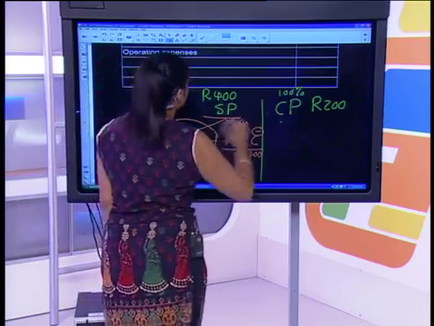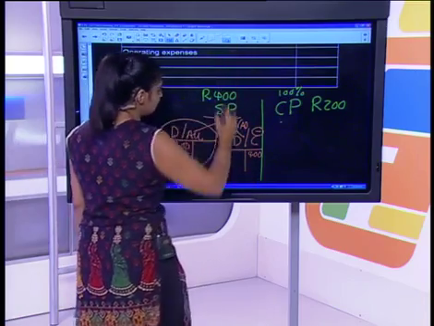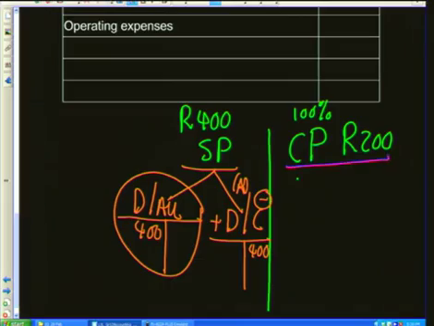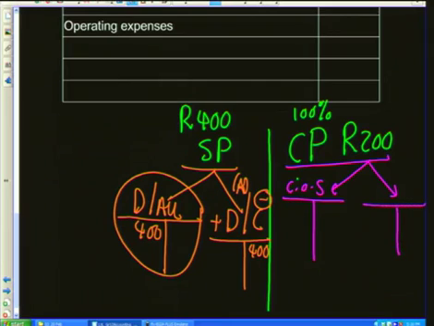Let's now focus on the cost price. For the cost price, the 200 Rand, my two accounts that are going to get affected, the first account will be cost of sales, and the second account, a customer is returning goods, a customer is returning stock. So the second account will be trading stock.